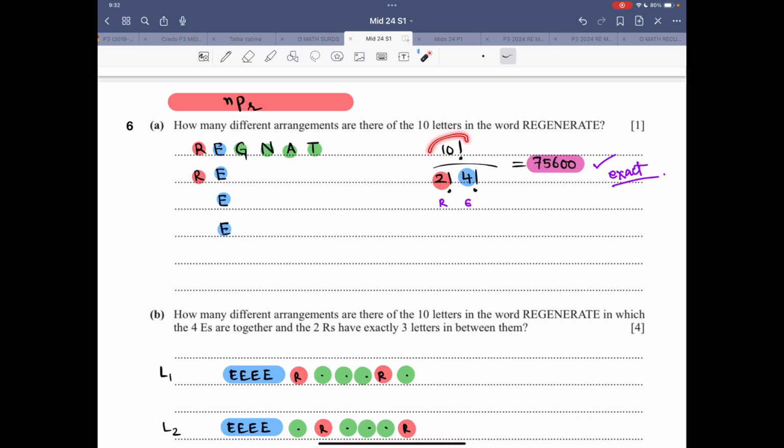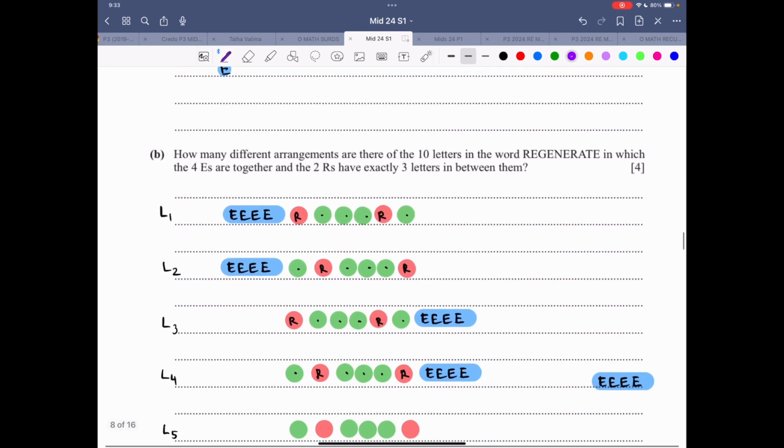Coming back to this, this is 10 factorial divided by 2 factorial for the R's, 4 factorial for the 4 E's. Let me just write it properly. So that's an E over here. And this answer is 75600. This answer is exact. There is no rounding off.